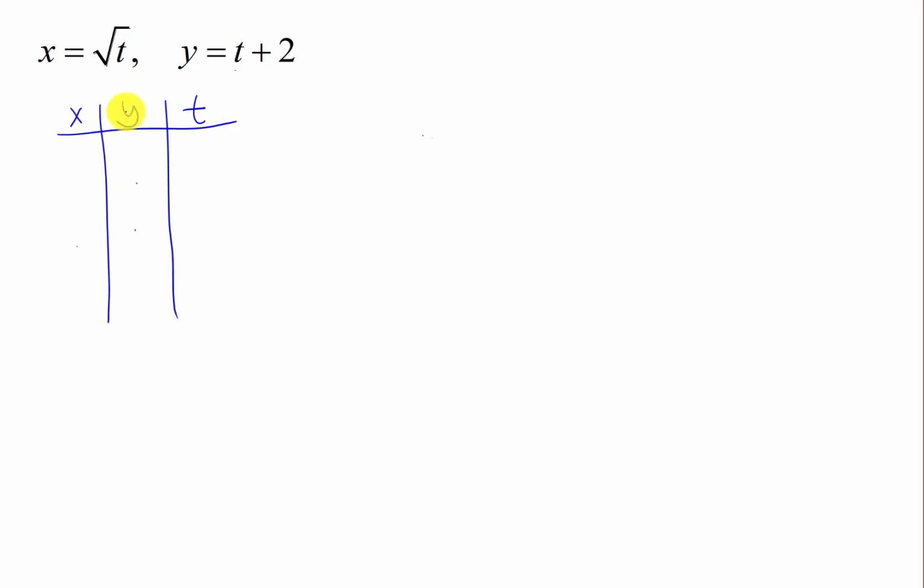Now, in looking at the equations, I have the square root of t. So I know I have a restriction. t has to be greater than or equal to 0. So when I pick my t's, I'll pick 0 and 1. And then I'm going to pick things that square root evenly. So 4 and 9. So it's easy to get these points.